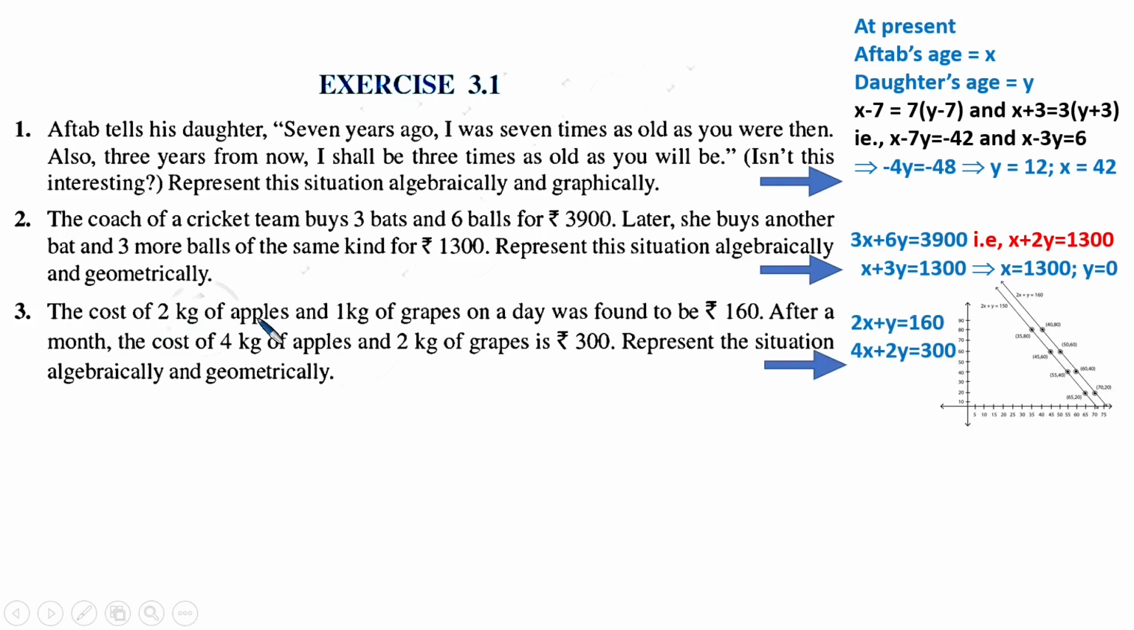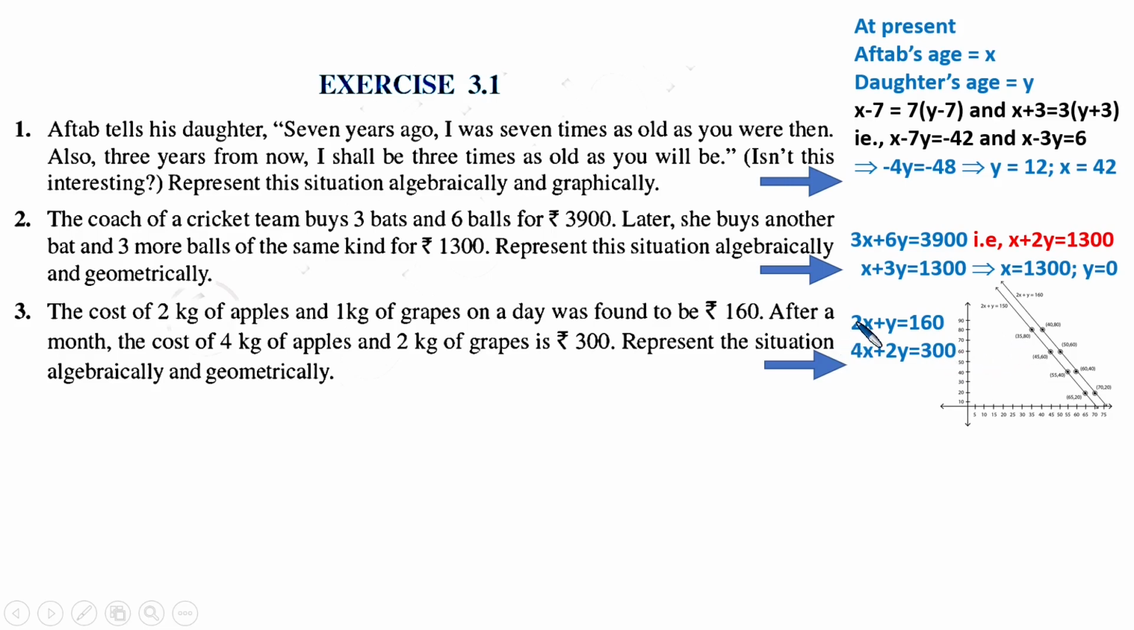Third, the cost of 2 kg of apples and 1 kg of grapes on a day was found to be rupees 160. So here I have written 2 kg of apples, 2 into whatever the price is, plus 1 kg of grapes is 160. After a month, the cost of 4 kg of apples and 2 kg of grapes is rupees 300. Represent the situation algebraically. This is how I represent it algebraically, and again you can plot it here.